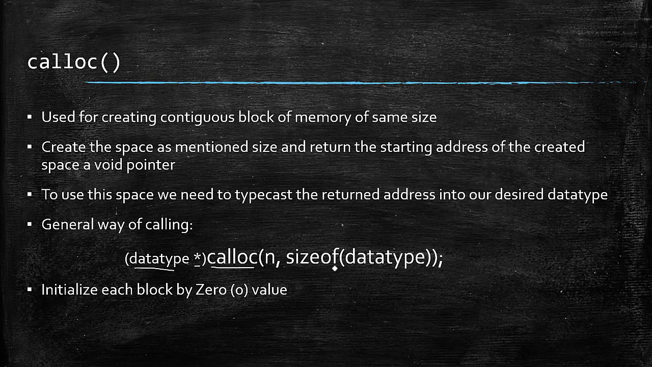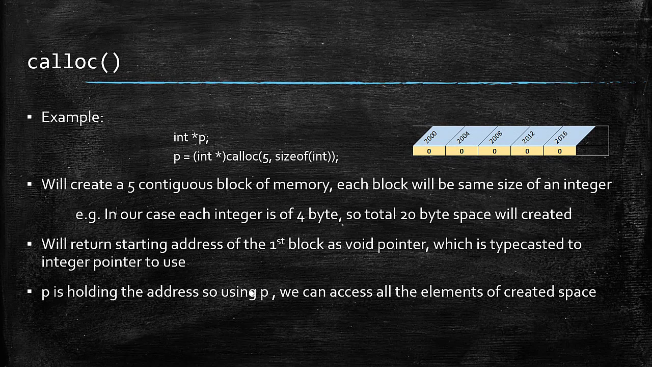N is the number of blocks it will create, and this size defines the size of each block. Not only that, it initializes each block to 0. So we are going to see an example of this. Suppose P is an integer type of pointer.